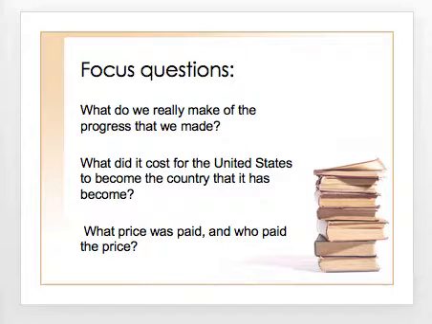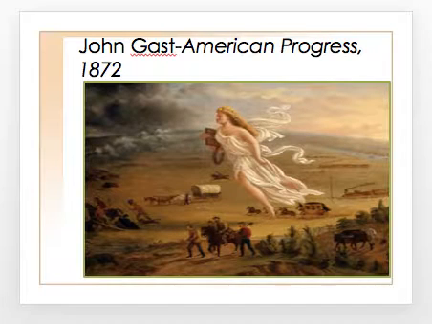Now, interestingly enough, throughout the 1800s, like we talked about with expansion, there's really a painting, and it was painted later on. It was painted in 1872, but I really believe that this painting sort of signifies the idea that Americans had. This painting was by John Gast, and it was called American Progress. And I want to focus in on this in a moment.